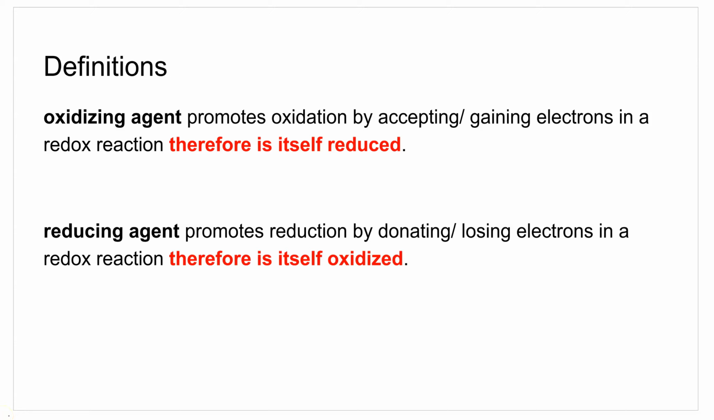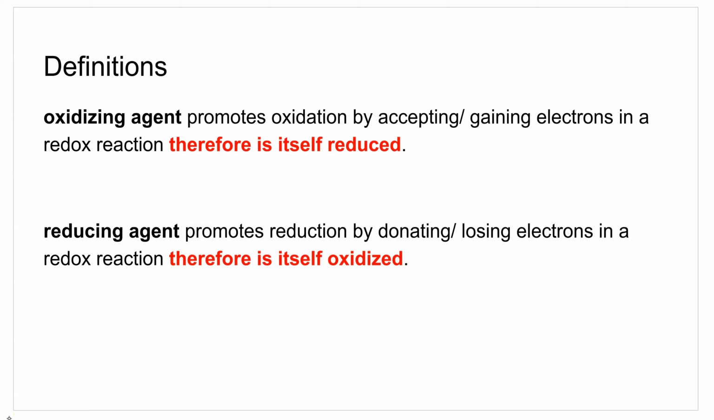The most confusing part of this week's lesson is the definitions of oxidizing agents and reducing agents. An oxidizing agent doesn't actually go through oxidation, it is actually reduced. What it does is promote oxidation of another substance. So it allows another substance to be oxidized, and it does so by gaining that other substance's electrons, taking its electrons from the other substance.